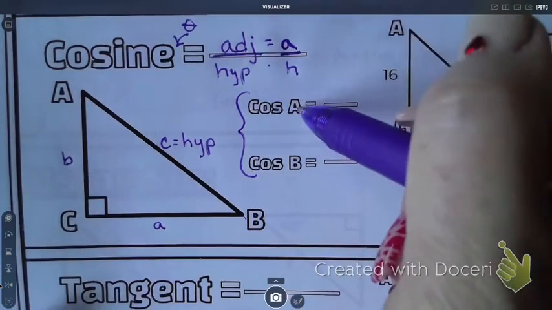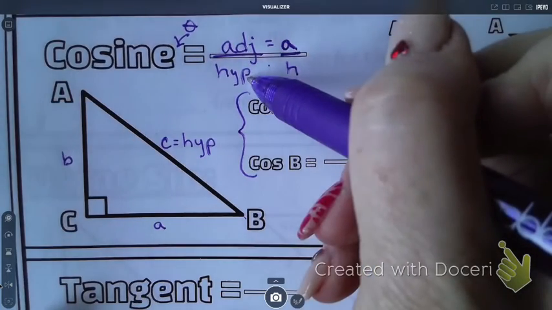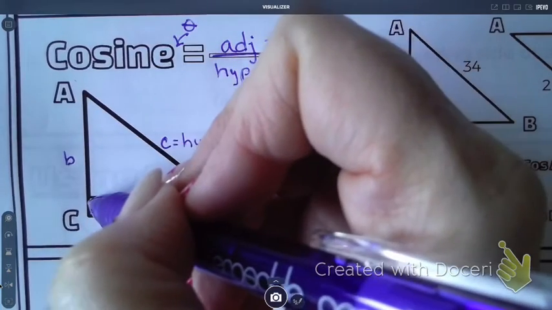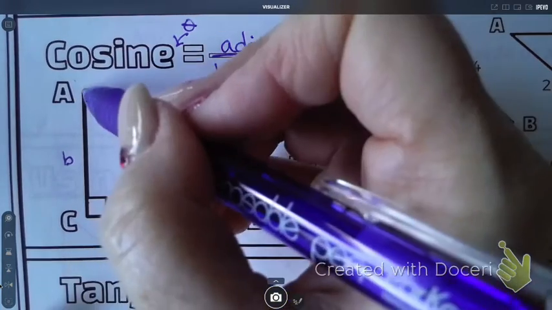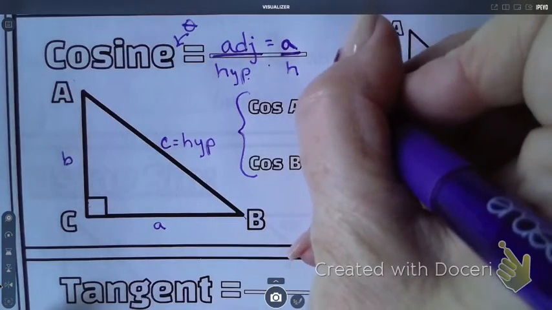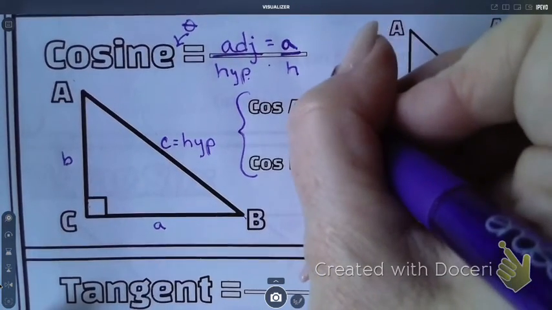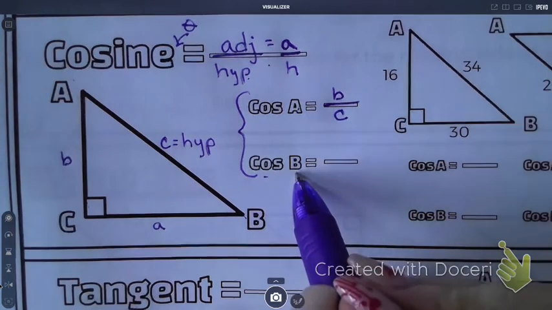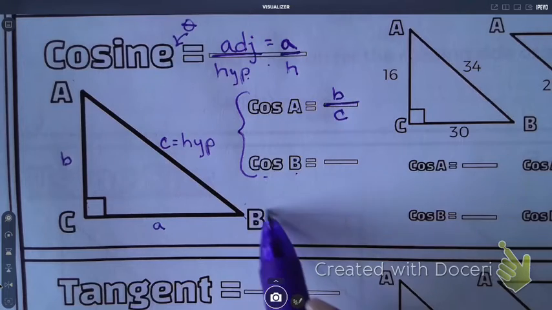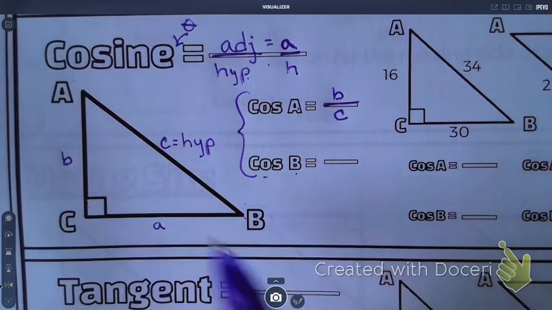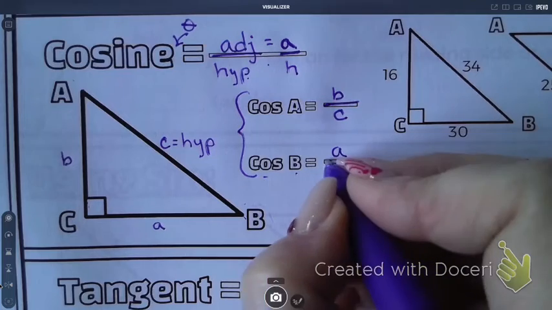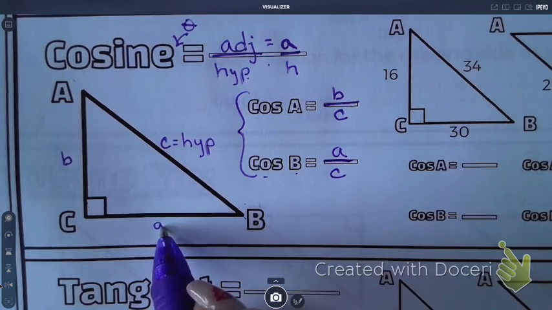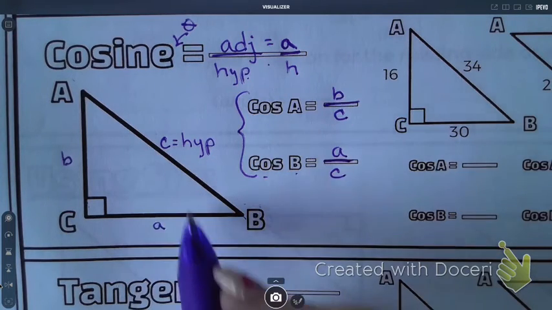So I have the cosine of A. So I need the adjacent over the hypotenuse, yes? So I go to A. What side is touching A? B. C is the hypotenuse. It's not a side. So B. And the hypotenuse is what? C. So it's B over C. So then I need the cosine of B. So I'm at B, correct? And adjacent to that is what? A. So I have A over C. Do you see how I'm actually touching my paper and finding my sides? Yep. That does help. Okay?